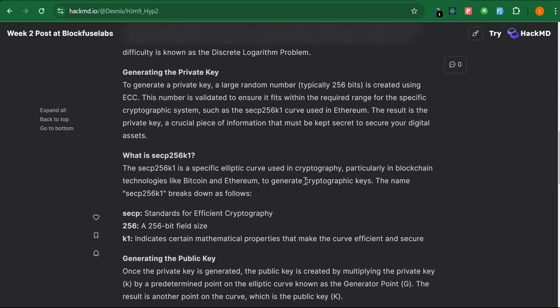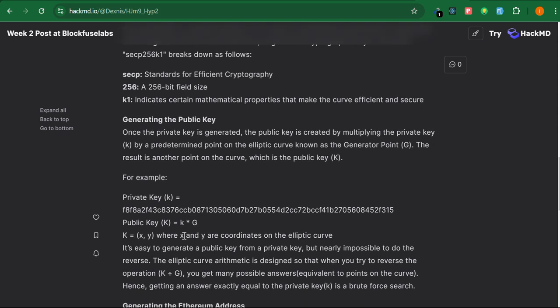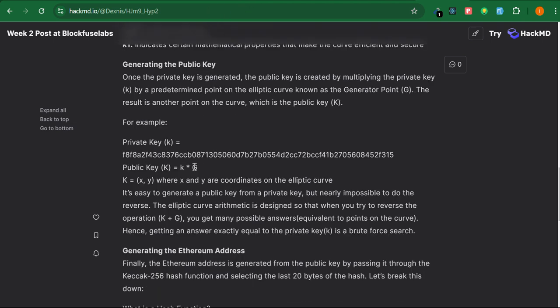Once the private key is generated, the public key is created by multiplying the private key, let's say we call the private key small letter k, by a predetermined point on the elliptic curve known as the generator point G. The result is another point on the curve, which is the public key. Now, look at the mathematical expression for that. It is simply the relationship below. Public key, capital K, is equal to what? Private key times the what?